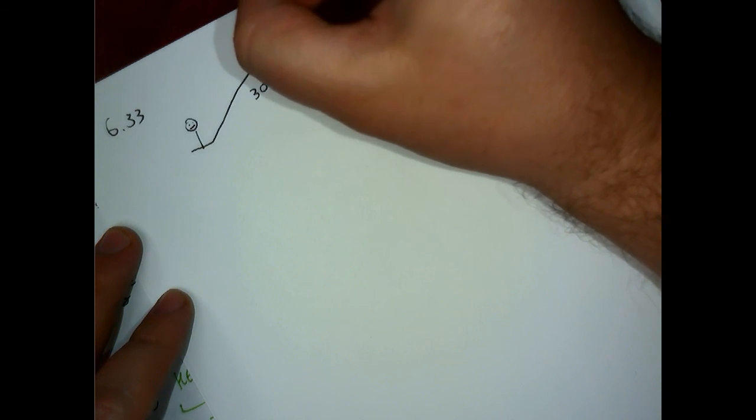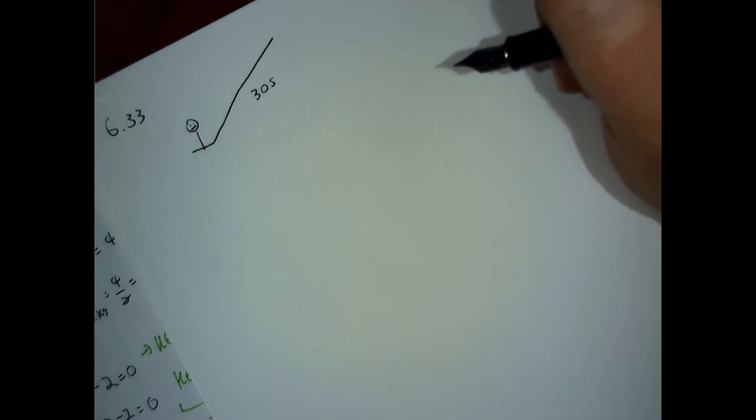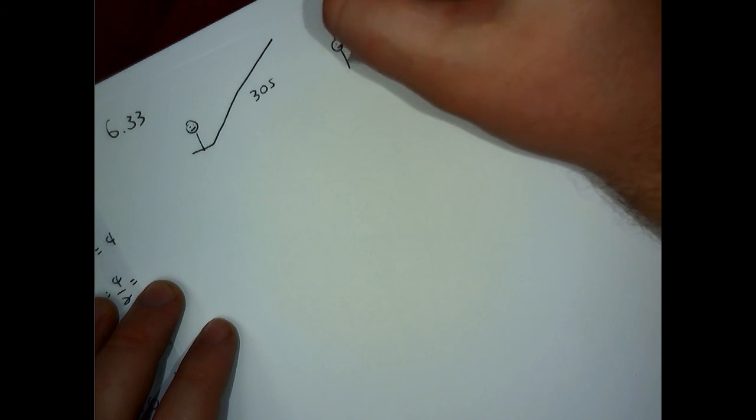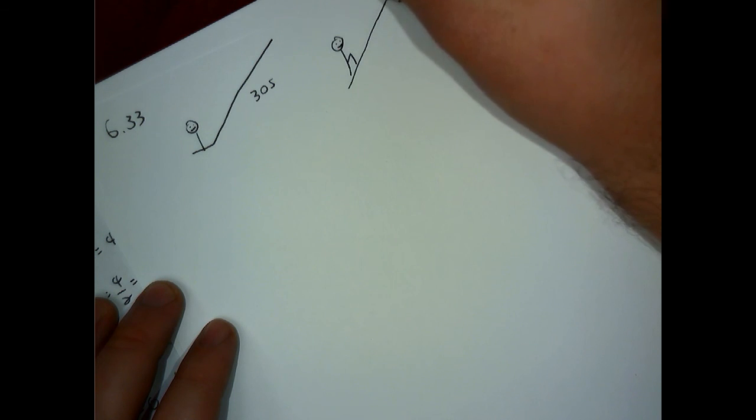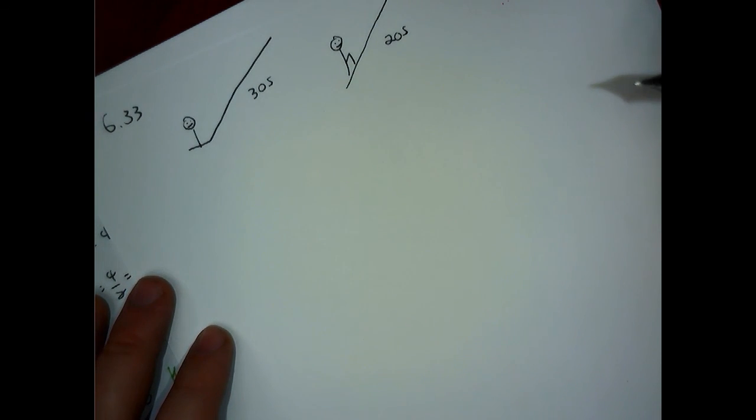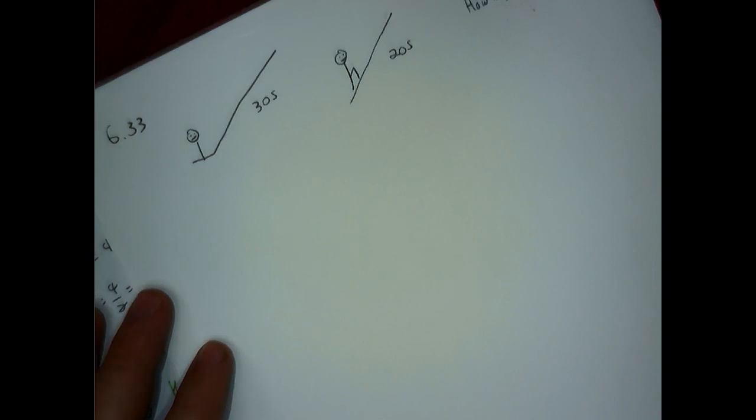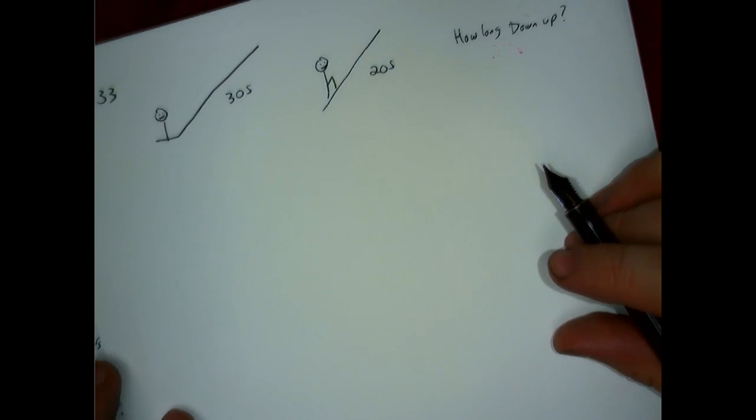6.33. Riding up an escalator while staying on the same step for the whole ride takes 30 seconds, and walking up the same escalator takes 20 seconds. How long does it take to walk down the up escalator? Oh, you didn't get to see me write that out. How long does it take to go down the up escalator?